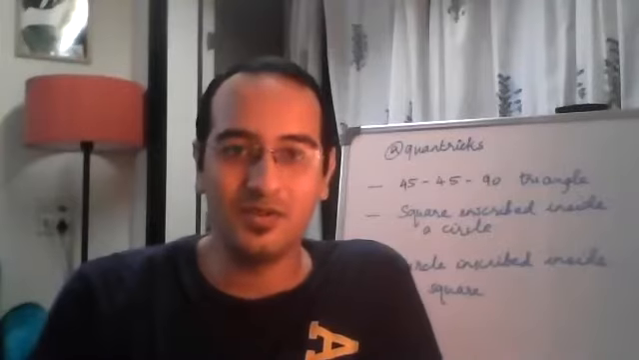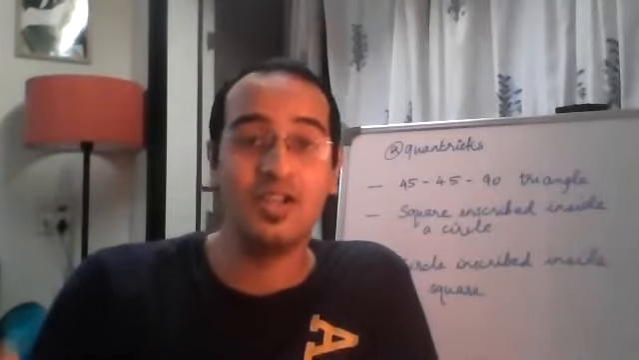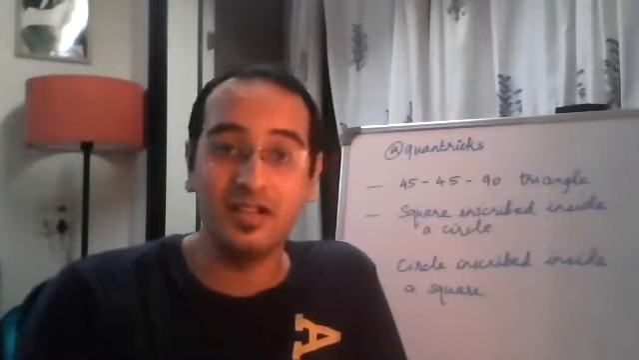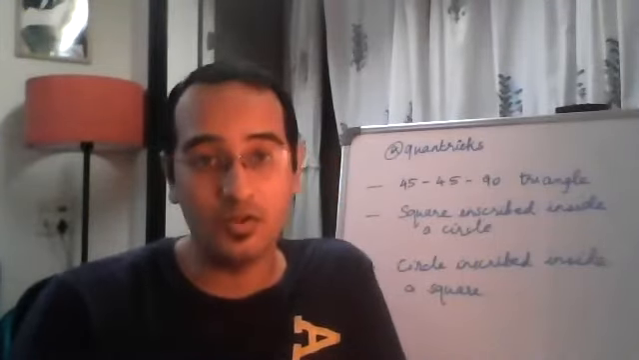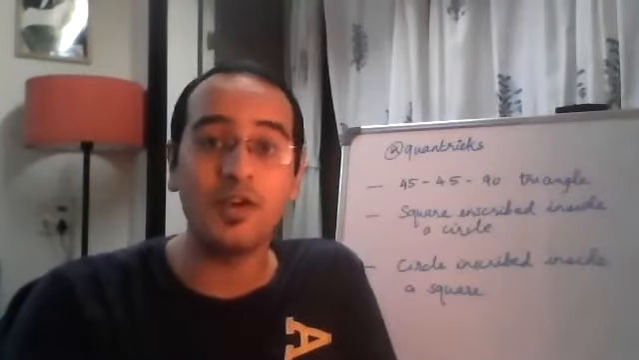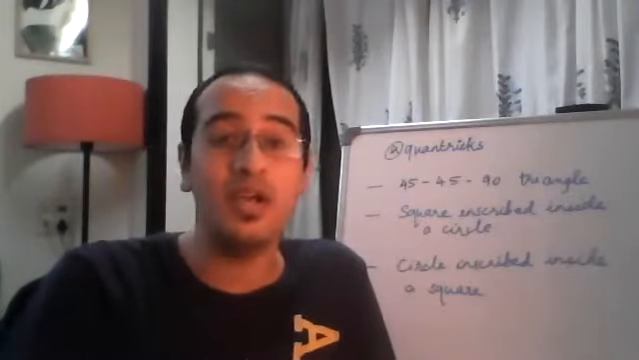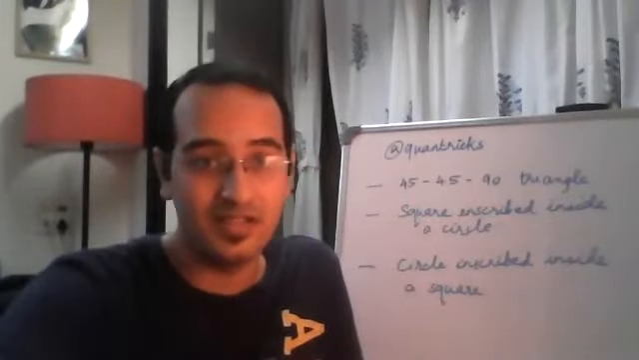In today's video, you're going to learn how to solve a 45-45-90 triangle, which is an isosceles right angle triangle. Then I'll share with you how this trick, this concept, can be used to simplify a circle inscribed inside a square or a square inscribed inside a circle.